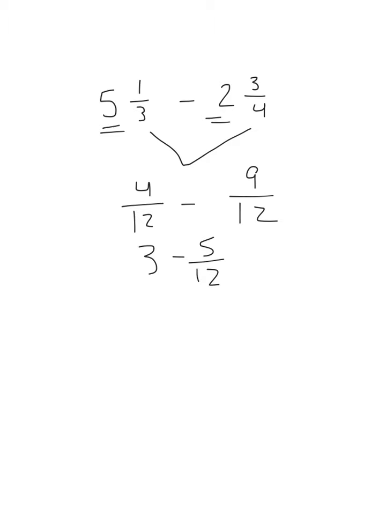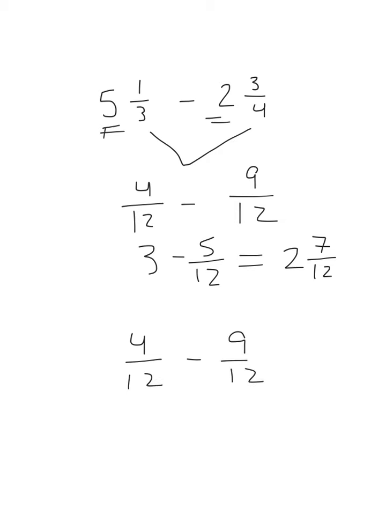This is the same way we talked about with whole numbers and subtraction. So this would be 2 and 7 twelfths. Now the other way we could do it is when we get to our 4 twelfths, so we still do the same thing.